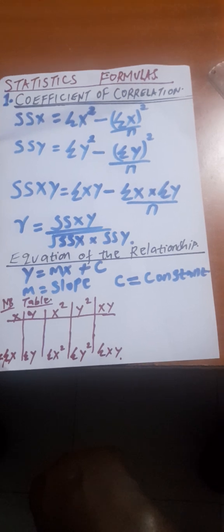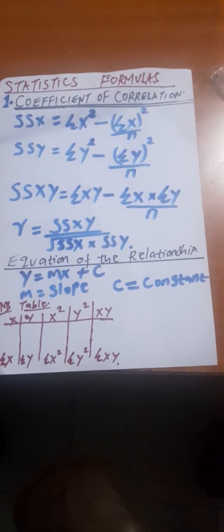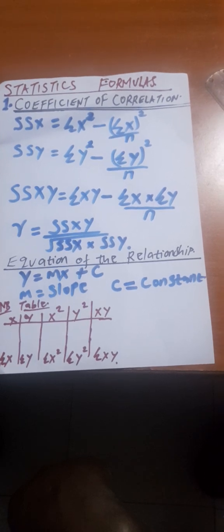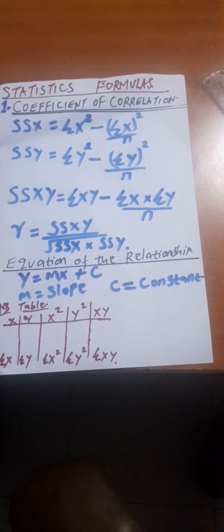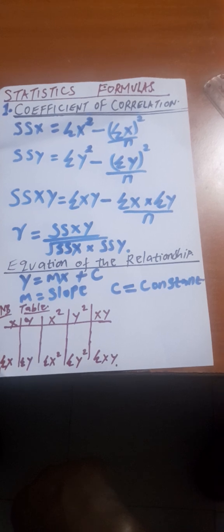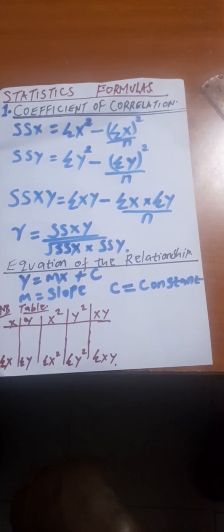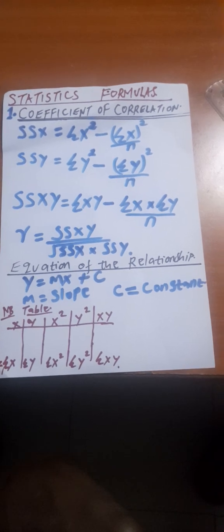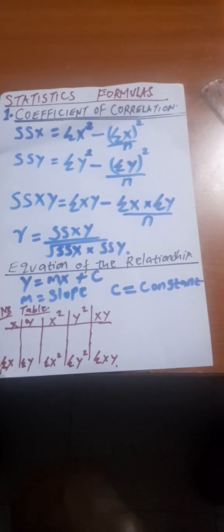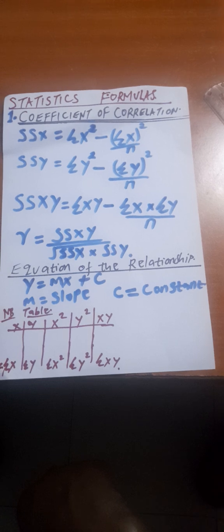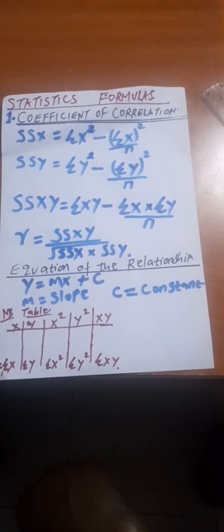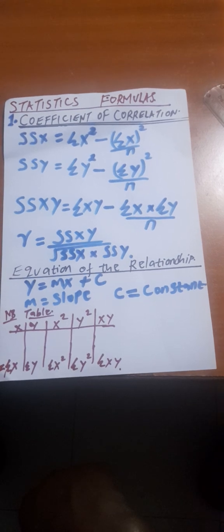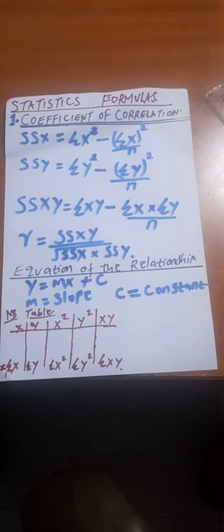Now you will find SSX, which will be equal to the summation of X squared, minus the summation of X, squared, then you divide by N. N is the number of the values. Let's say in that table you have been given around 5 values, you divide by that 5. SSY now will be the summation of Y squared, minus the square of the summation of Y, divided by N.